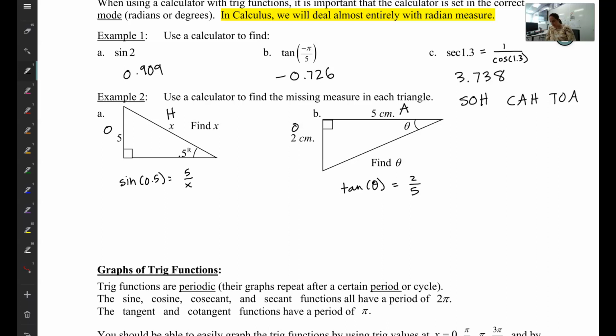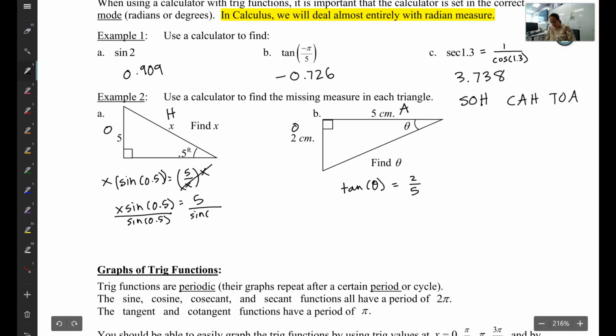Now we want to solve. There's a couple ways you can solve this one. The way I always learned from my teachers was multiply everything by x first, just so you can get the x out of the denominator, because we don't like it in there. Then we can divide by sine of 0.5 to get x by itself. And then you can type that into your calculator. You should get 10.429.